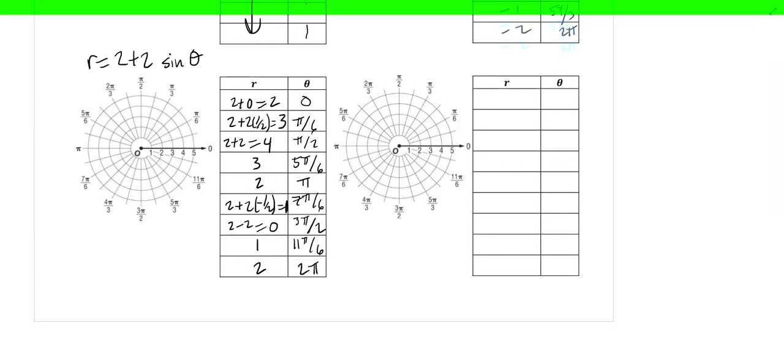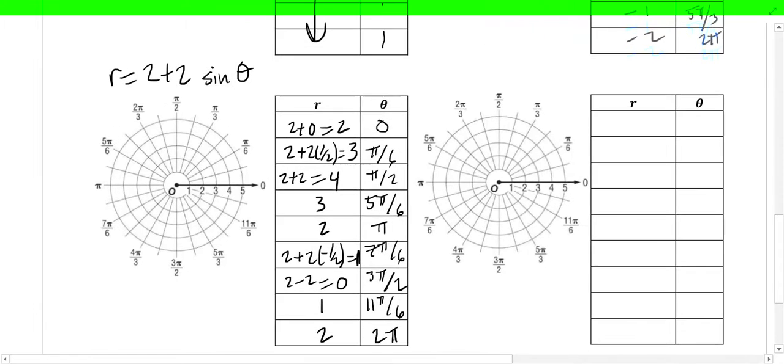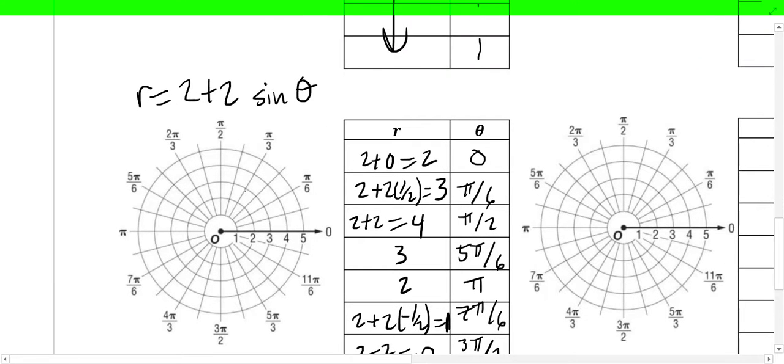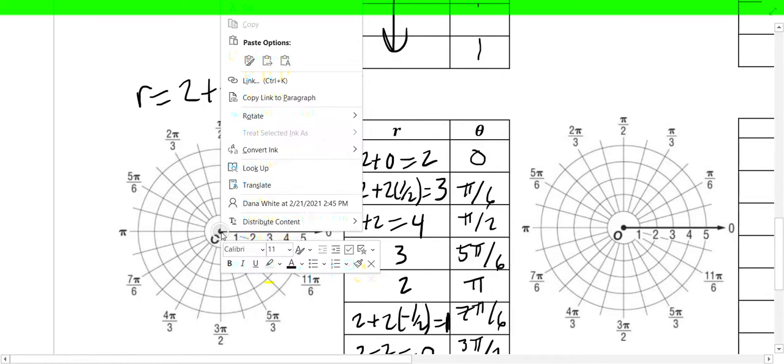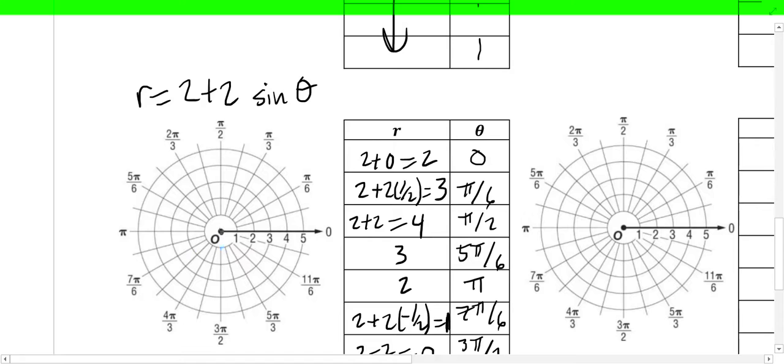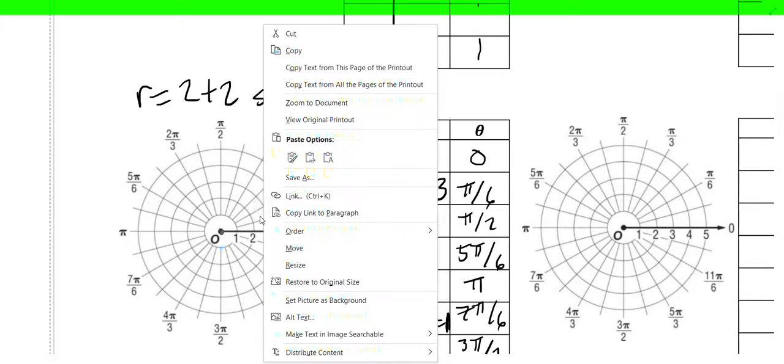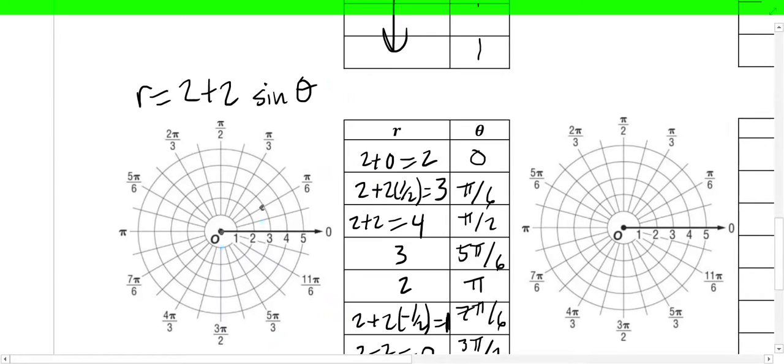But first, I am going to make it a little bigger. All right, so we start at 0. And so we're at the pole, and then at pi over 6, it is 3. Let me draw. And at pi over 2, it is 4.